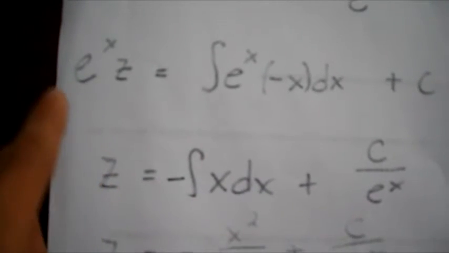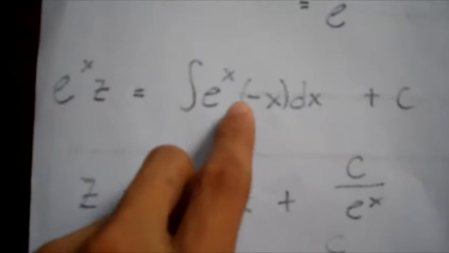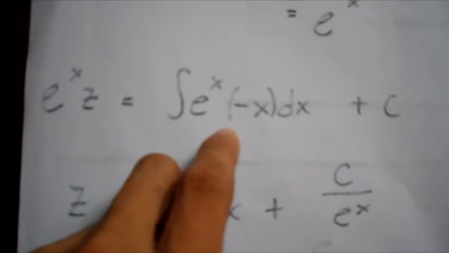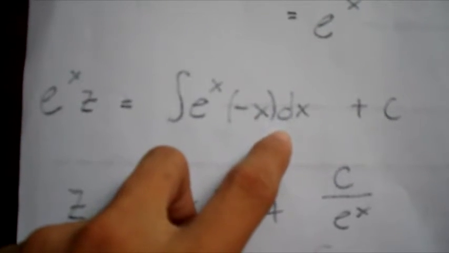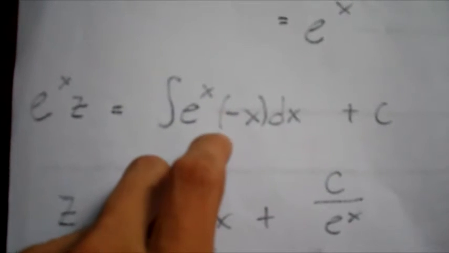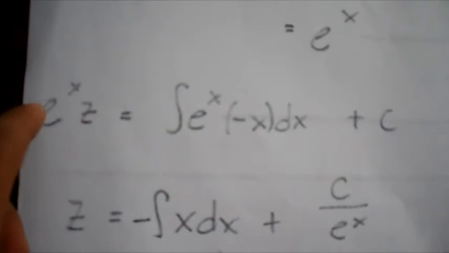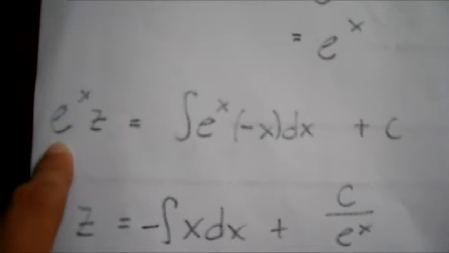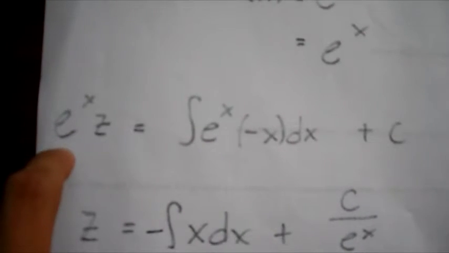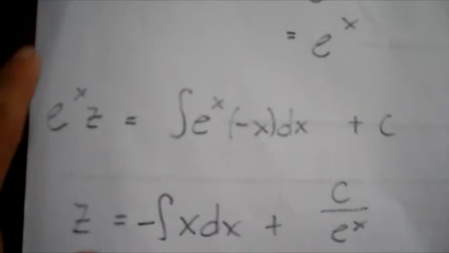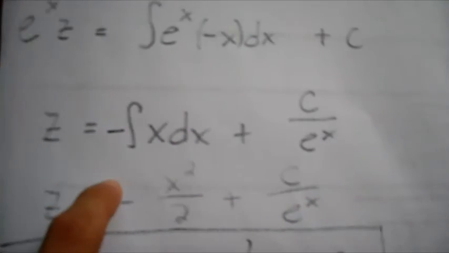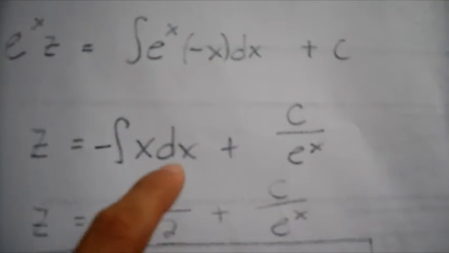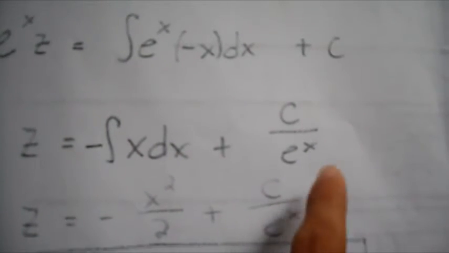Now, since we can't get the integration of e to the x multiplied by negative x dx, no matter what substitutions you do here, we see that there's an e to the x term here, so we just multiply 1 over e to the x on both sides of the equation to get z, which is equal to negative integral of x dx plus c over e to the x.